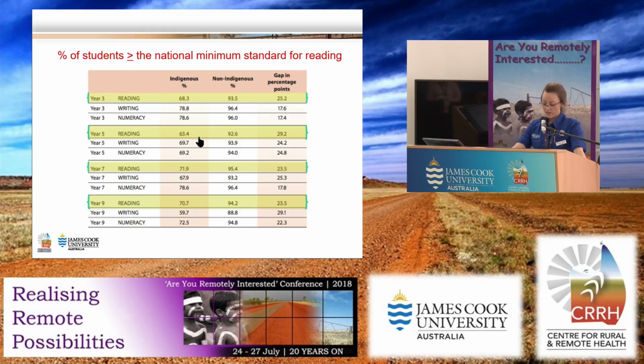Here we have recent NAPLAN results for the percentage of Indigenous and non-Indigenous students in years 3, 5, 7 and 9 who were at or above the national minimum standard for reading. So that's at level 3 proficiency. Across the ages, the gap in percentage points between Indigenous and non-Indigenous students is between 23.5% and almost 30%.